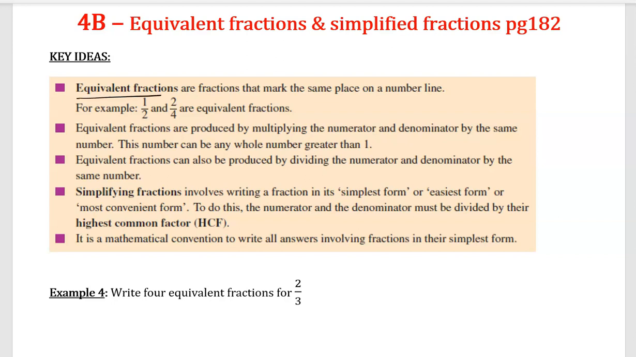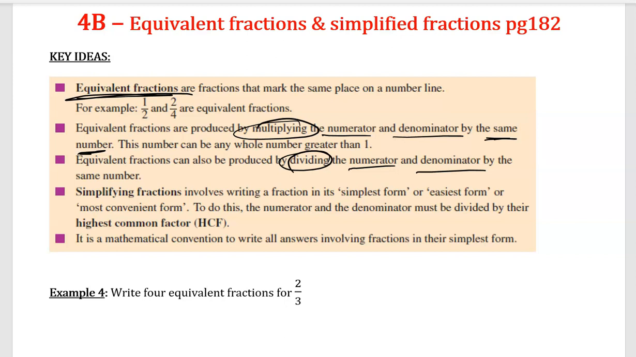Talking about equivalent fractions. Equivalent fractions are in the same place on the number line, and they are equal to each other. I'll show you some examples. You produce them by either multiplying both the numerator and denominator by the same number, or dividing the numerator and the denominator by the same number.